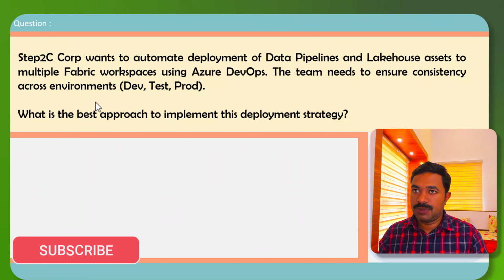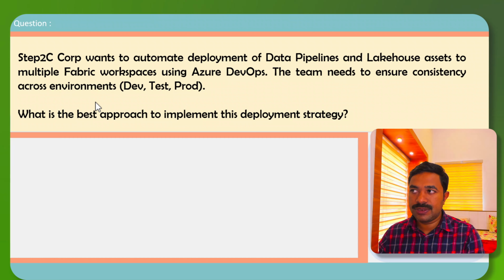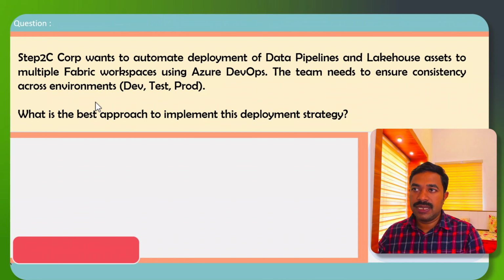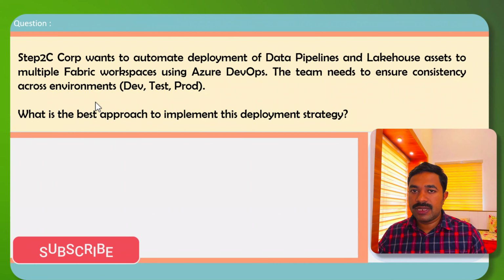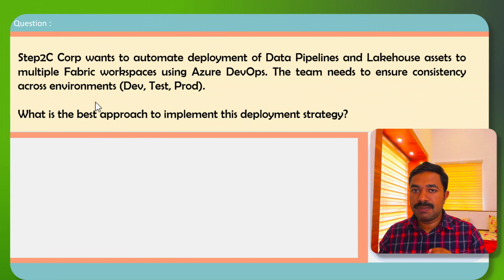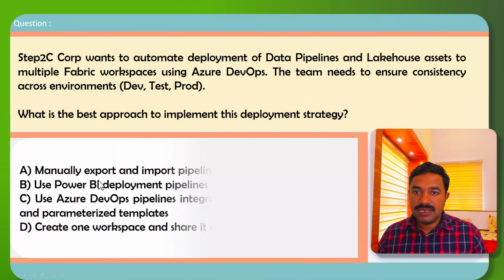Assume you are working for Step2C Corp, and Step2C Corp wants to automate deployment of data pipeline and lakehouse assets to multiple Fabric workspaces using Azure DevOps. The team needs to ensure consistency across environments, that means dev environment, test environment, prod environment. What is the best approach to implement this deployment strategy? So we will use Azure DevOps for the deployment related task. If you want to develop a CI/CD approach, you could use Azure DevOps. So let's check the options.